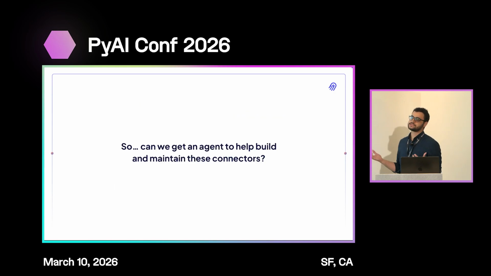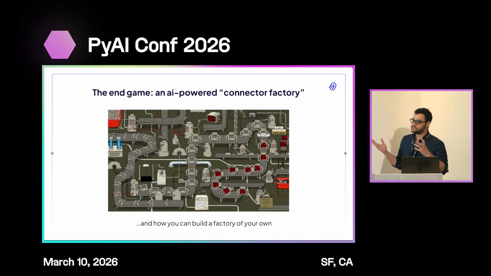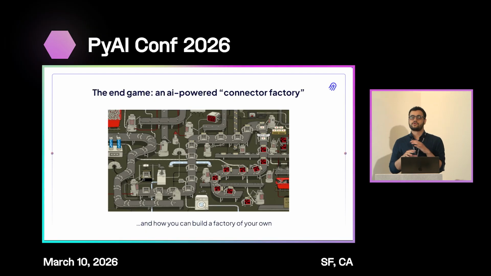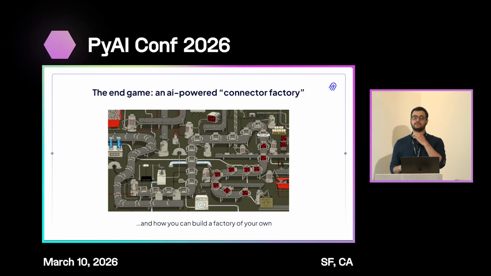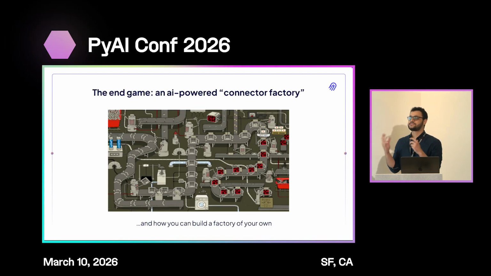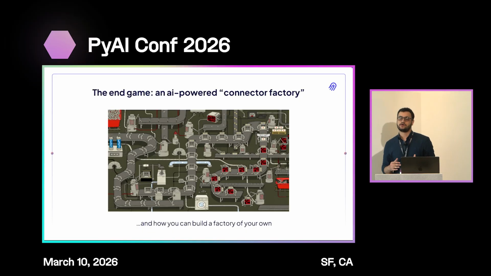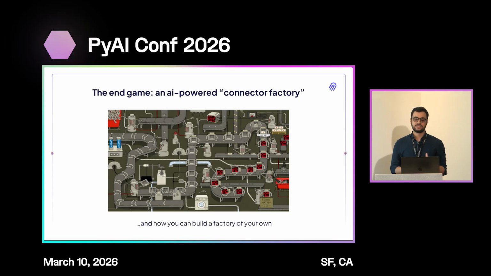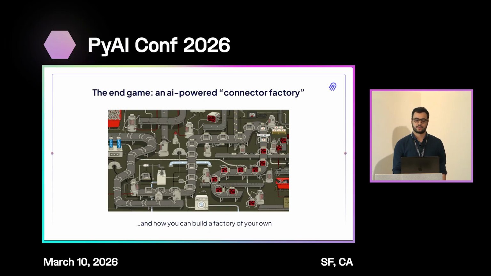And so naturally we asked ourselves, can we get an agent to help build and maintain all of these connectors for us? And so the end goal of this being, could we build an automated connector factory where there's a reliable process that can build new connectors and help take on the ongoing maintenance of all the existing connectors that we have, especially those repetitive tasks like dealing with API changes that occur upstream.